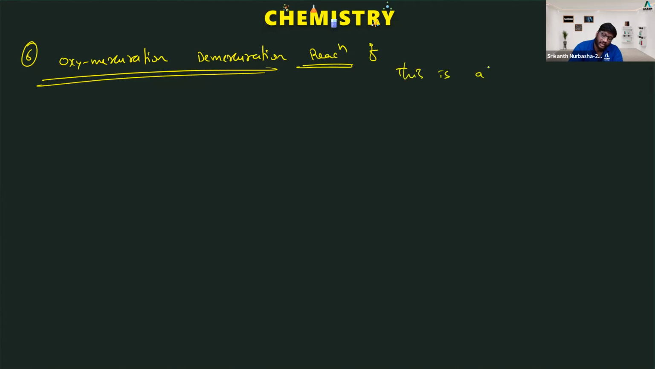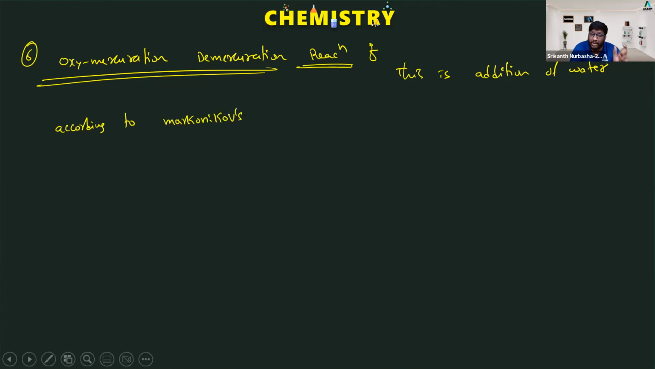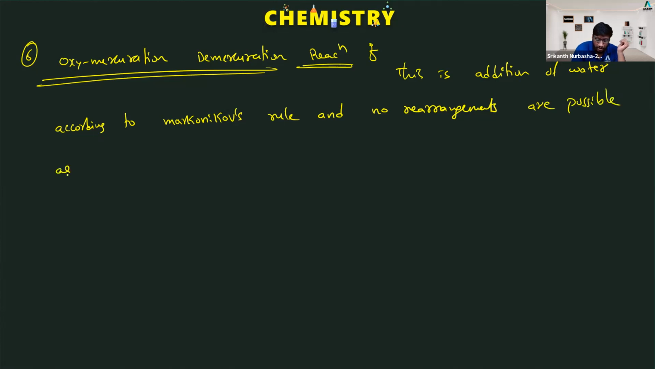You can write on that point. This is addition of water according to Markovnikov rule, and no rearrangements. Wherever we have the carbon-carbon double bond, simply to that particular carbon-carbon double bond only you have to add OH and H according to Markovnikov rule. No rearrangements are possible as carbocation is not the intermediate.